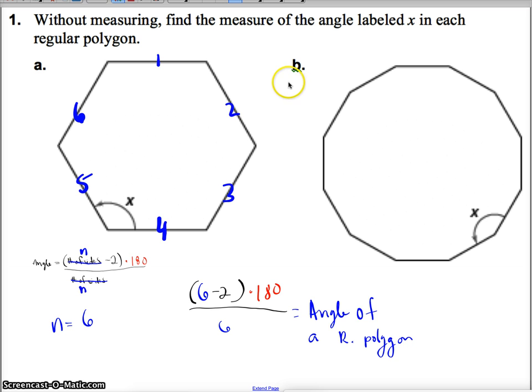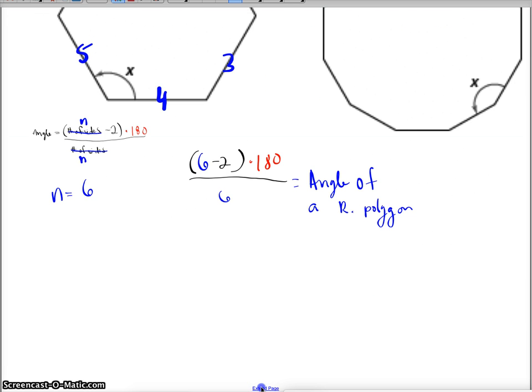Okay. Well, this math is pretty simple. Order of operations dictates that we're going to do 6 minus 2 first. 6 minus 2 is 4 times 180 divided by 6. And 4 times 180, well, that's 2 360s. And if I remember my X game stuff, 2 360s is 720 degrees. That's this portion right here, 720 degrees divided by 6.